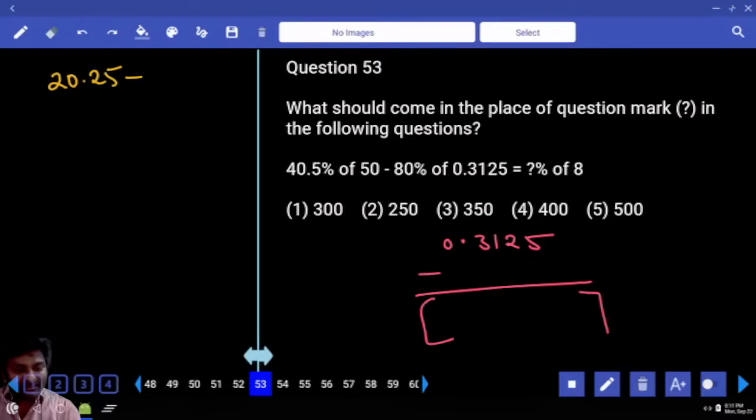Assume you get some number x. Let us assume x. Now where do you keep x value here? Here. That means x is subtracted from 20.25. Avuna. After decimal, how much is there? 0.25. Here also we may get 0.25 here.